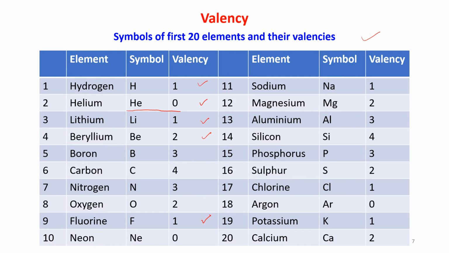Okay. Come here, the valency of phosphorus is 3. The valency of silicon is 4. The valency of argon, again this is an inert gas. Its valency is 0. Valency of calcium is 2. So all these valencies you know, please go through it once again.